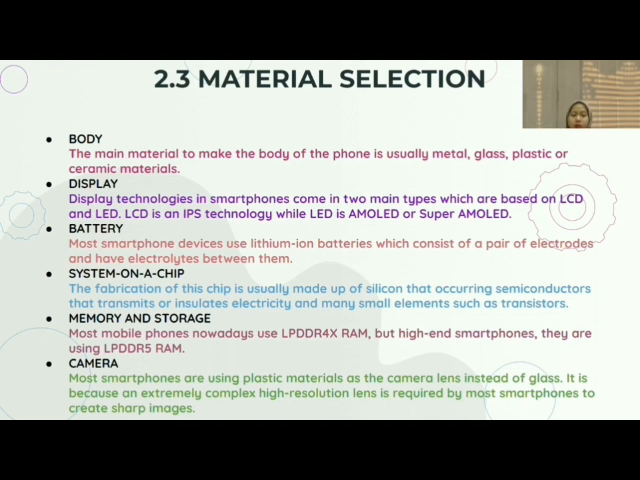So the last one is the camera. All smartphones come with a rear-facing camera and a front-shooting camera. The three main parts of the camera are the sensor, which is to detect the light, the lens as the component where the light will pass through, and the third one is the image processor. Most smartphones are using plastic materials as the camera lens instead of glass. It is because an extremely complex high-resolution lens is required by most smartphones to create sharp images.